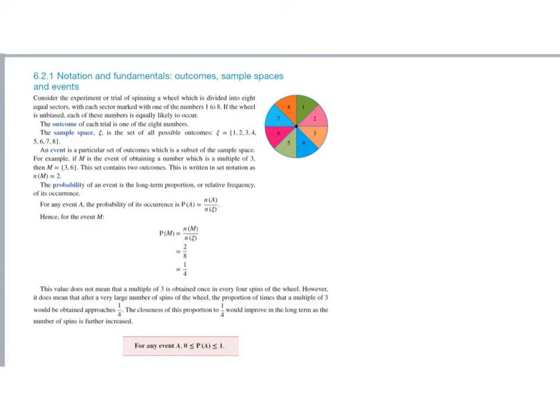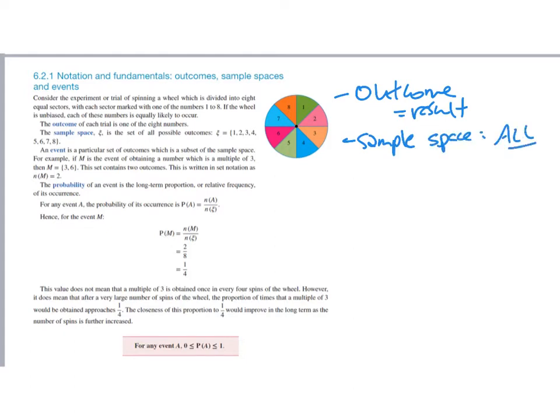The ones that you need to be aware of, and you can write this down in your notebook, is an outcome, which is like a result in probability. The sample space is a list of all the possible outcomes. And an event is something that happens, or it could be just one of the outcomes, so it's a member of the sample space. Something that happens.